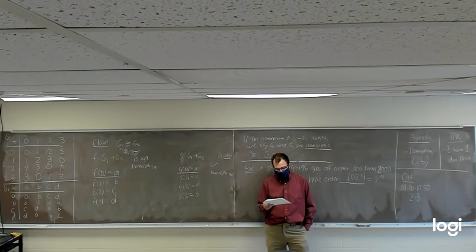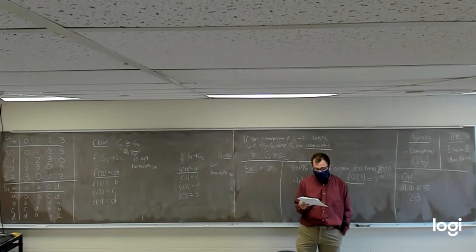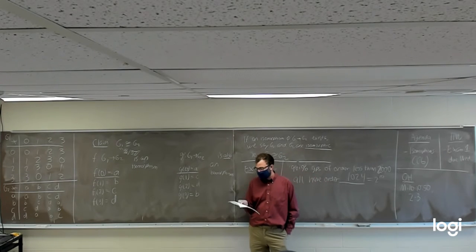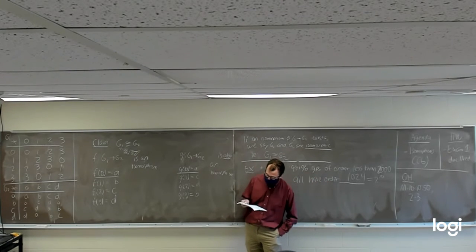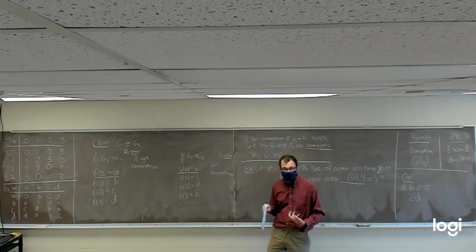If phi is our isomorphism, then any generator of G1 has to map to a generator of G2. The identity has to map to the identity, which we've already seen. G and H commute if and only if phi of G and phi of H commute. The order of any element in the first group has to be equal to the order of whatever that element maps to in the second group.